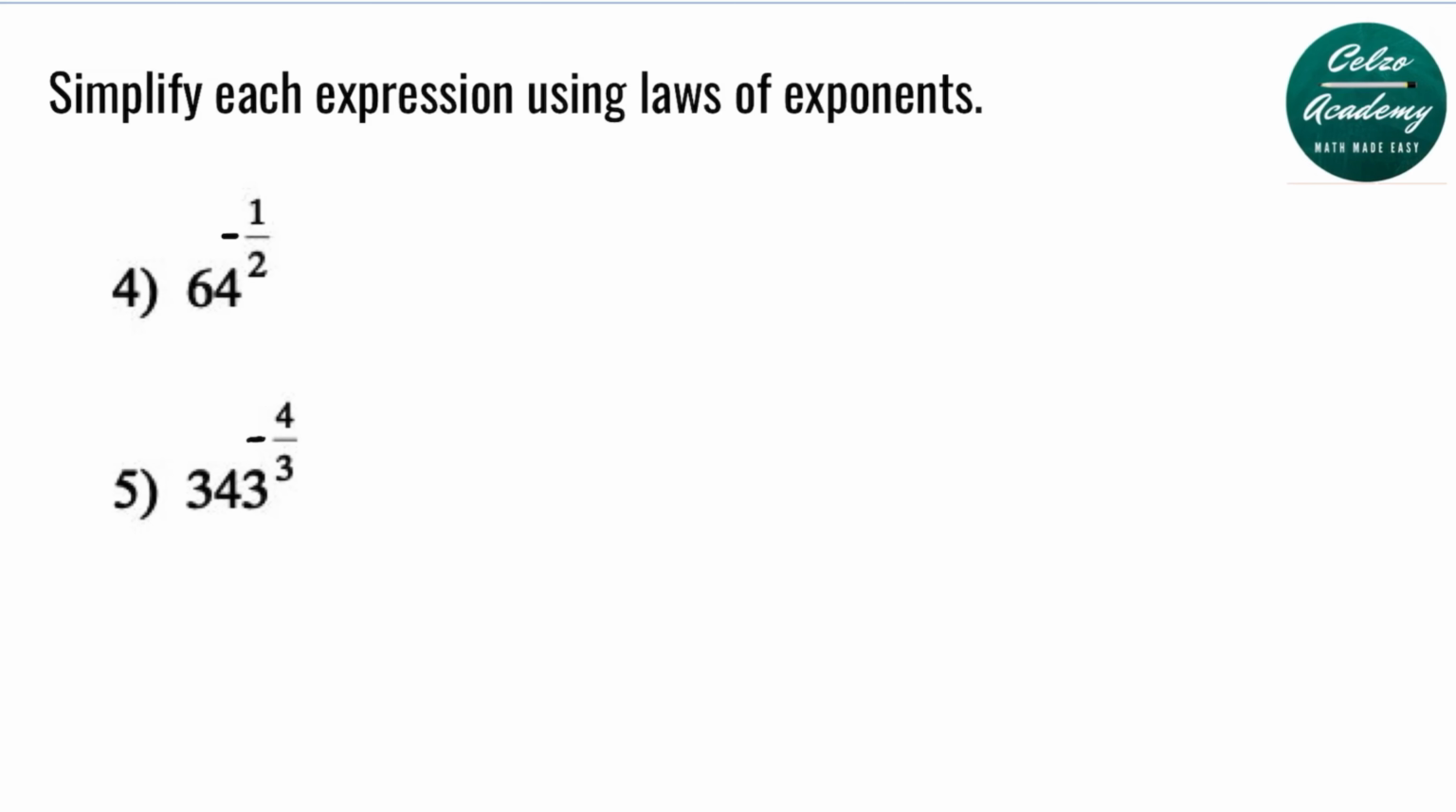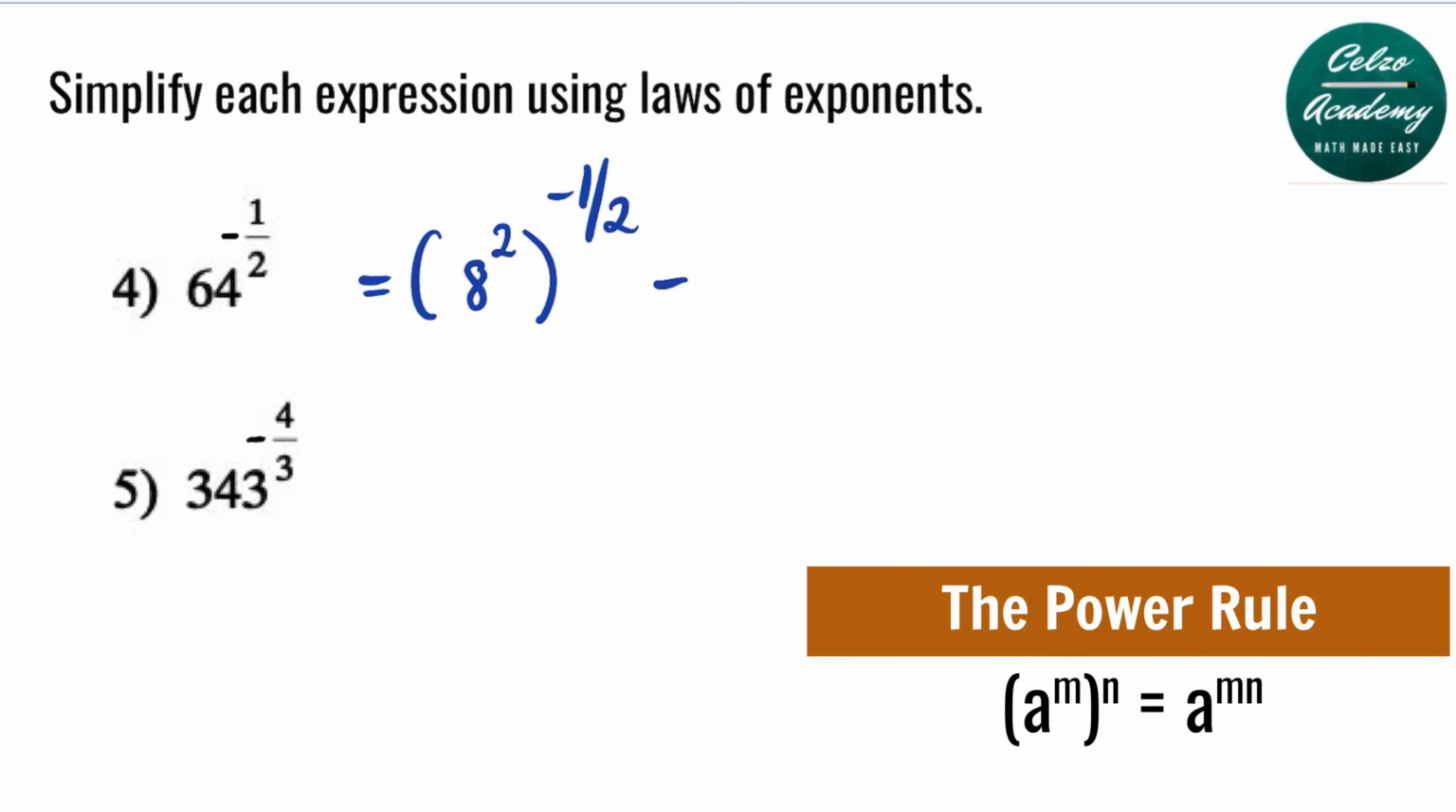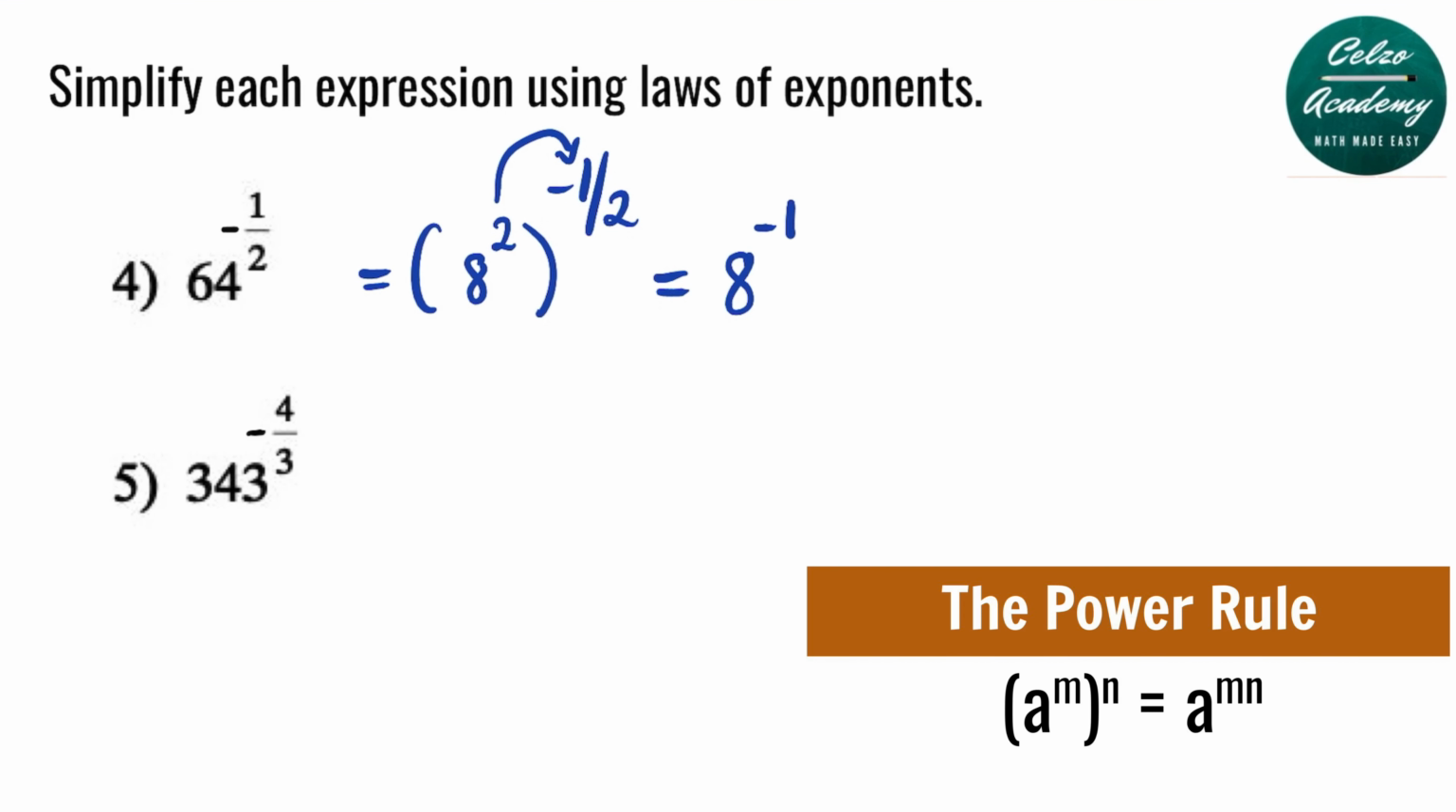Question number 4. 64 to the power of negative 1/2. So step 1 is to write 64 using power of 2 or a multiple of 2. So we will use 8 squared. Or you can also use 2 to the power of 6. Using power rule, we keep base 8 and multiply the powers 2 times negative 1/2. 2 times negative 1 is negative 2. Negative 2 divided by 2 is negative 1.